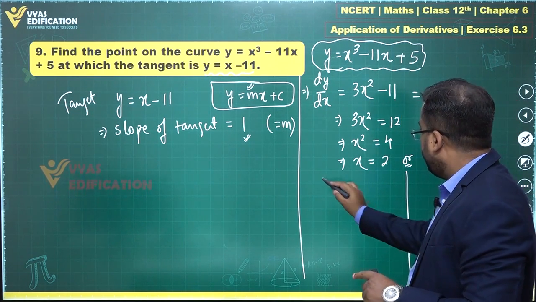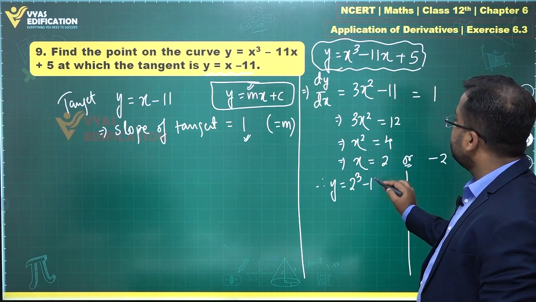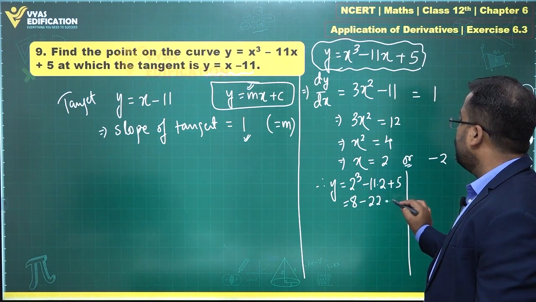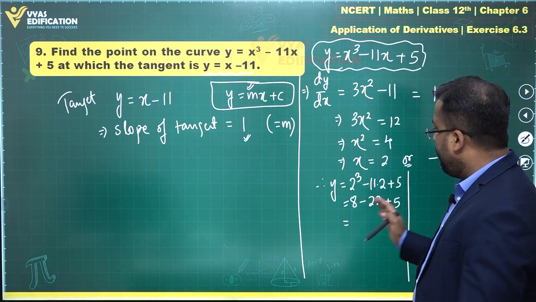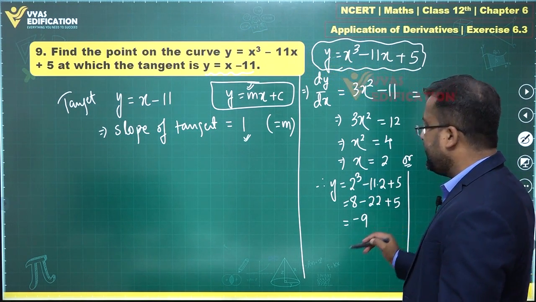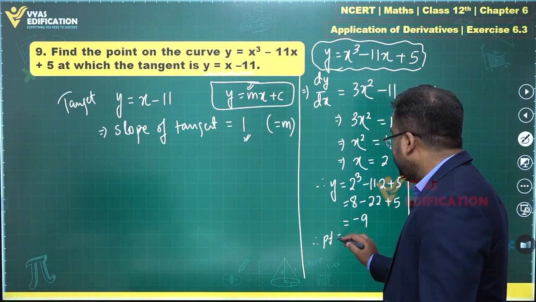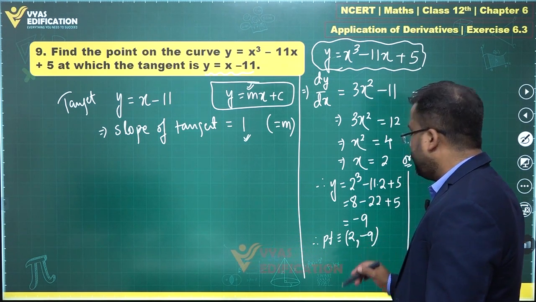So therefore y will be equal to 2³ − 11 times 2 + 5. What is that? 8 − 22 + 5. And what is this equal to? 8 plus 5 is 13, minus 22 is −9. This is what I am getting. Therefore the point is (2, −9). Okay, here we get 2 comma −9.